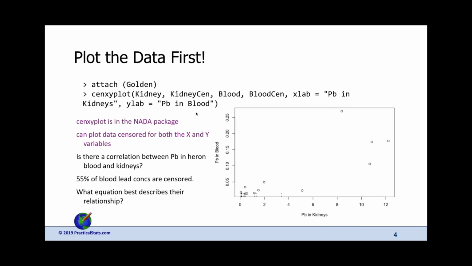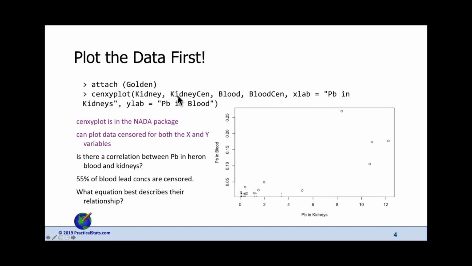What we're really interested in is, are these two variables correlated? We have 55% of the lead concentrations in blood that are censored. They're below 0.02 micrograms per liter. And I believe that the kidney data here are not censored. So we'd like to know, what can I do as far as correlation, and what can I do in terms of a regression equation between these two variables? But this is how you would plot the data.